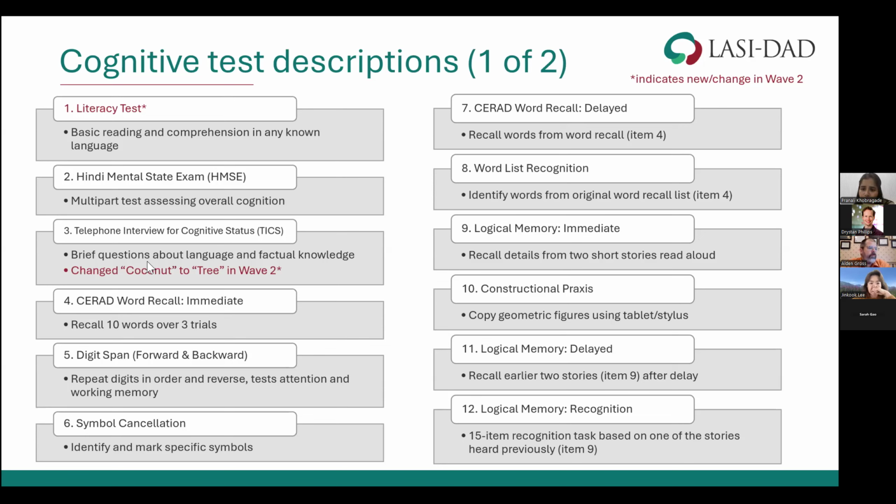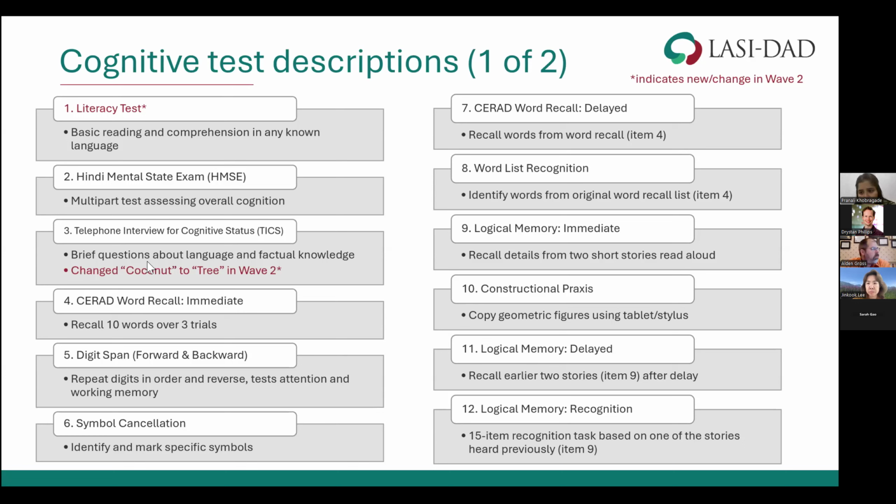To enhance cultural relevance, a modification was made between waves. In wave 1, the object naming task included the word coconut, which was quite unfamiliar to respondents. As a result, in wave 2, we replaced it with the word tree to improve respondent understanding and response accuracy. Then we have CERAD word recall, immediate. It tests verbal memory through recall of 10 words over 3 repeated trials. Then we have digit span forward and backward. It measures attention and working memory, where we ask respondents to repeat number sequences in either forward or reverse order.